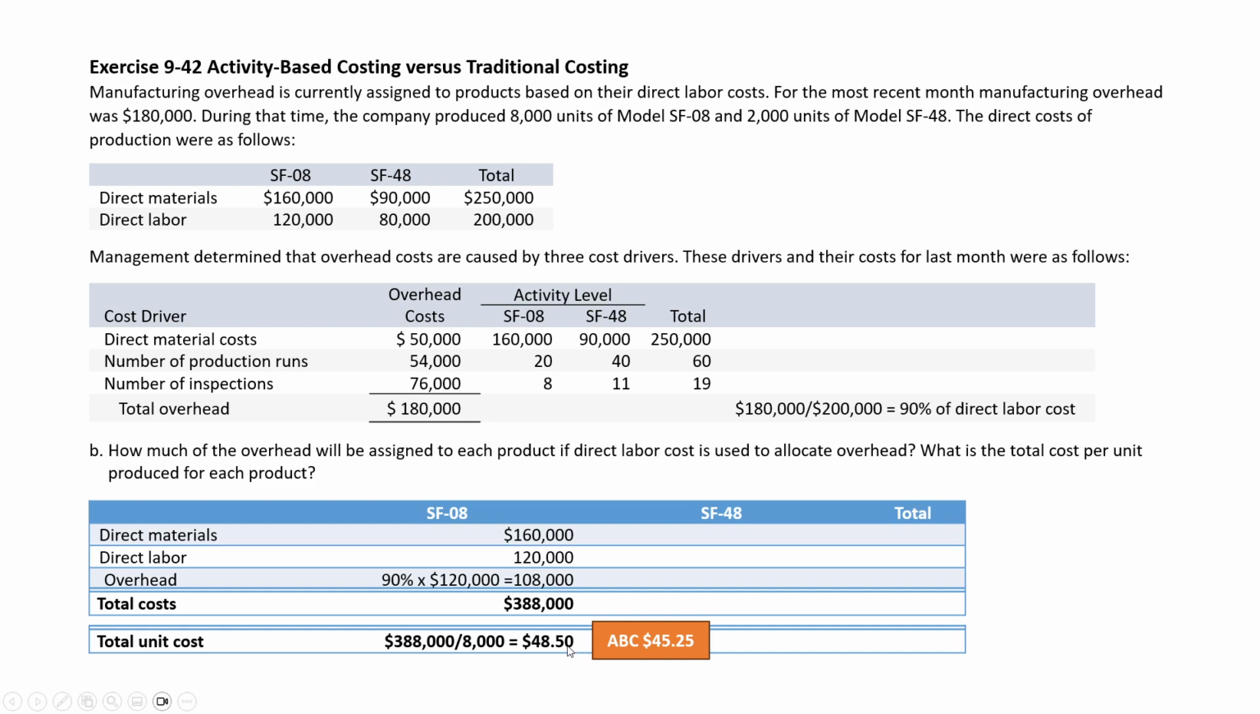This is telling us that it's not a huge jump, but a few dollars might be tight enough to create a problem. It does appear like we had been overcosting and therefore overpricing Model 8. Again, I'll let you explore the second model on your own to see what cost then gets shifted over to Model 48.